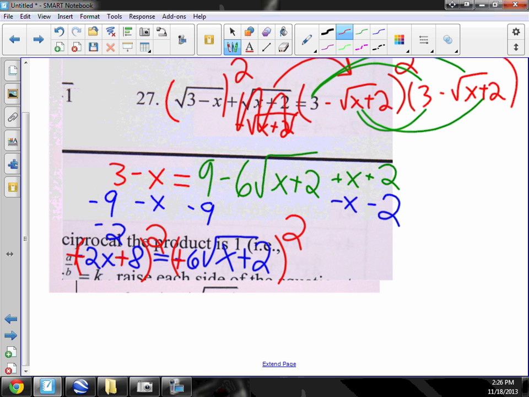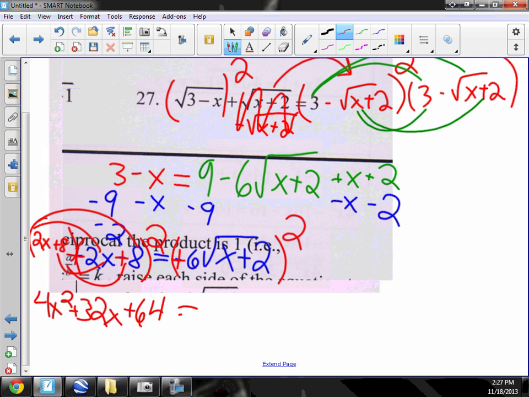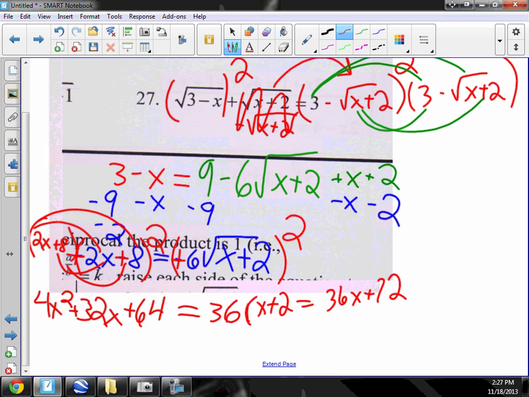So on the left side, I'm going to write 2x plus 8 and distribute 4x squared. 2x and 8 is 16x, and I have another 16x, so plus 32x plus 64 equals, what do I get on the right side? 36, and then the square root cancels, oops, and I'm left with x plus 2, which is really 36x plus 72. Now what do I do?